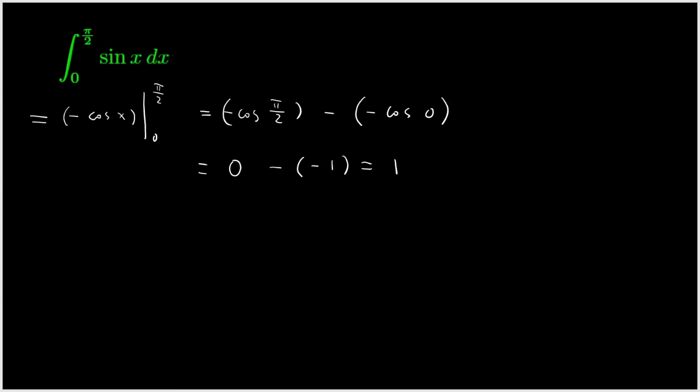Now let's take a look at the geometric meaning of the definite integral. Recall the graph of sin of x on the interval from 0 to half pi. The graph of sin of x is something like this. So now let's say half pi is here, pi is here, now let's say 1 is here, negative 1 is here. The graph of sin of x is something like this.